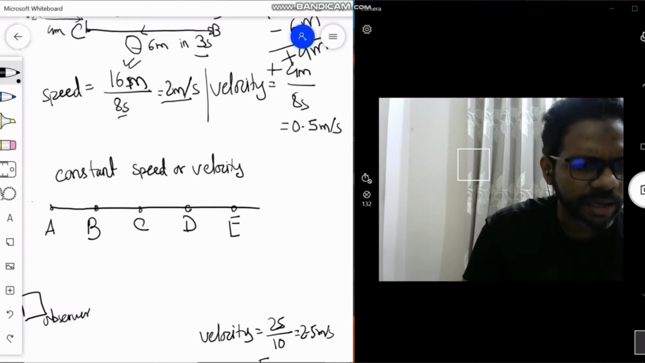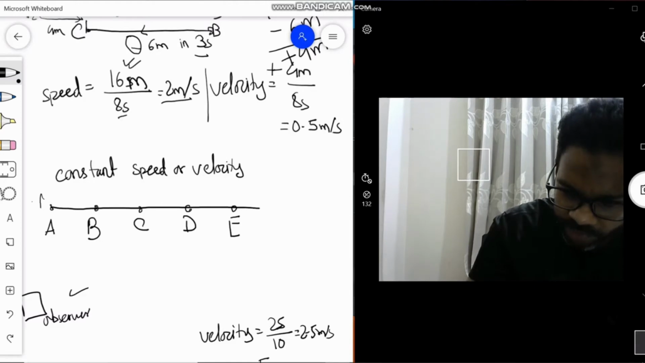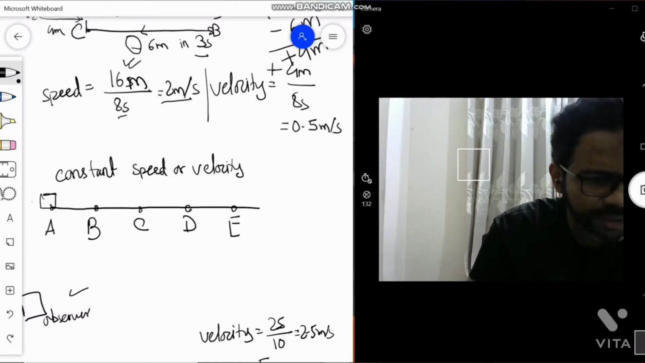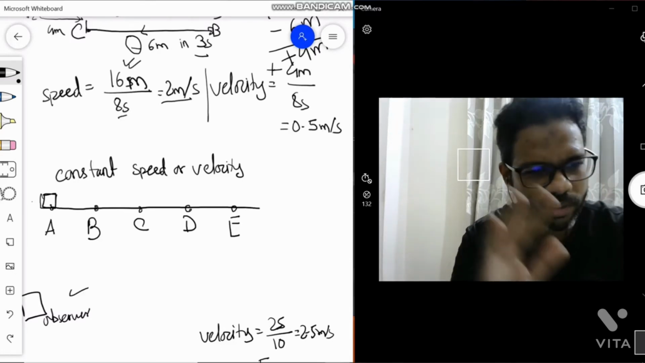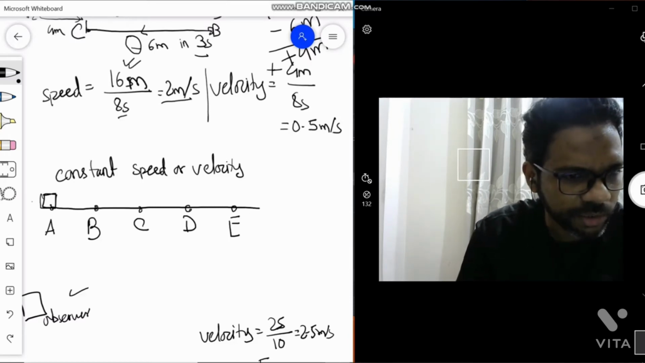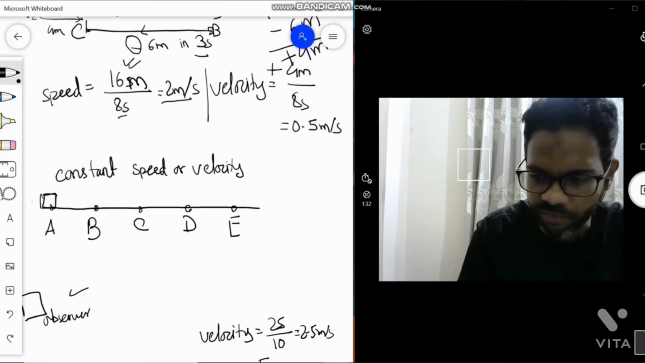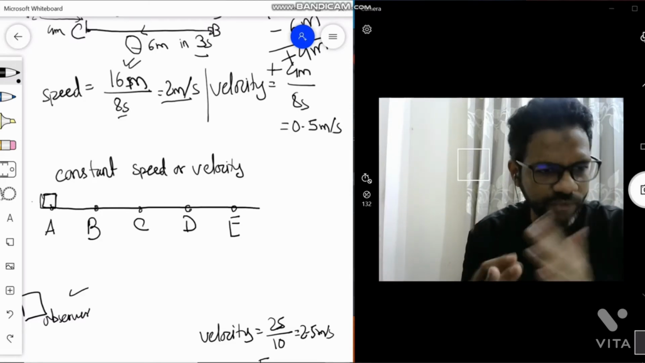Now an observer is standing and looking at an object starting from A. From A it starts moving over here. You draw an object, let it be a car or bus or something. I really can't draw a car here properly, so let's just assume this is a car which is moving at a constant speed. The observer is observing the motion of the car. He notices the motion of the car after every 1 second. Now what are A, B, C, D, E? Why do I have to mark these points?